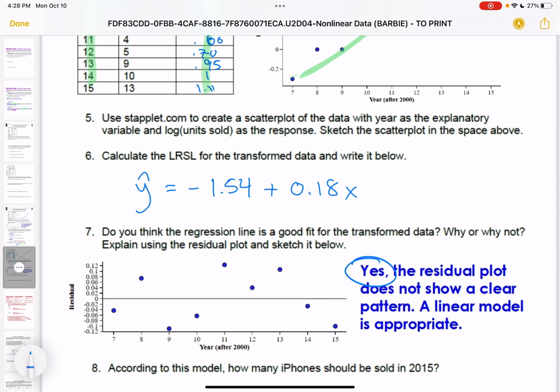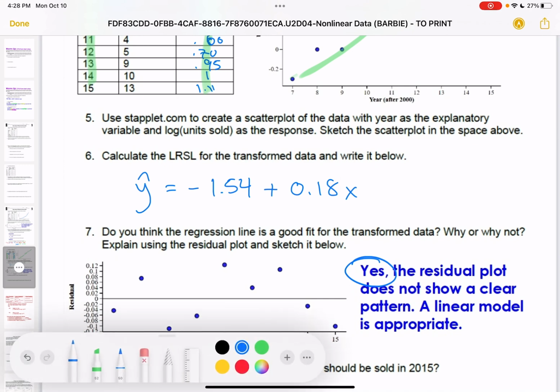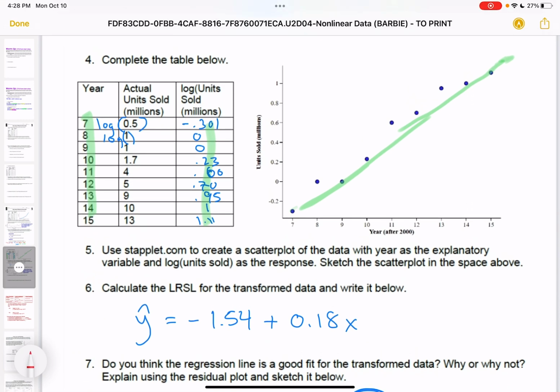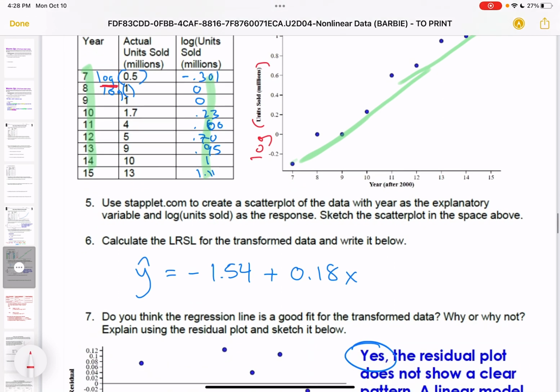And at this point, I'm feeling really good, but I'm going to stop you right there because we've made a few mistakes on the way. Remember, we took the log of all of our y values. So that's the first thing we need to fix: on the y-axis here, this is actually the log of the number of units sold. It's not the number of units sold, it's the log of the units sold. The x can remain the same, that's not changing, which means my LSRL is wrong as well. I need to take the log of y hat equals negative 1.54 plus 0.18x.